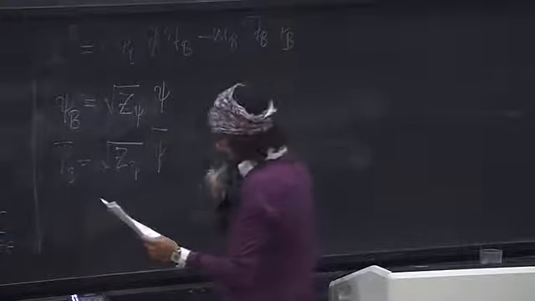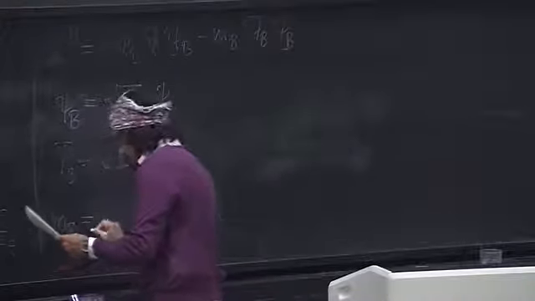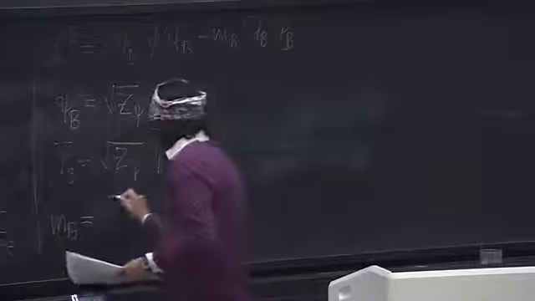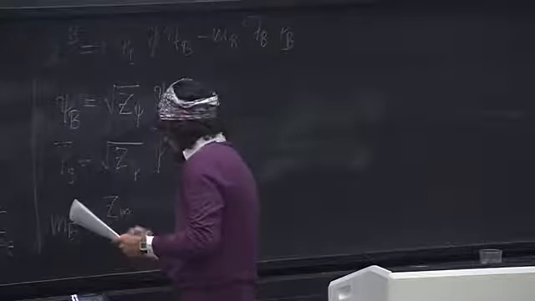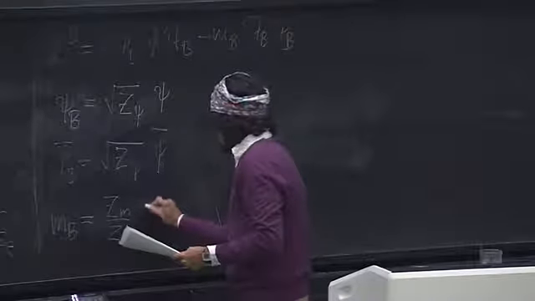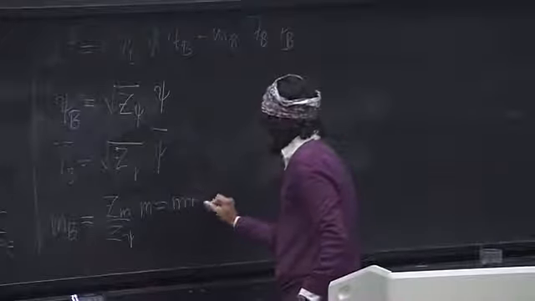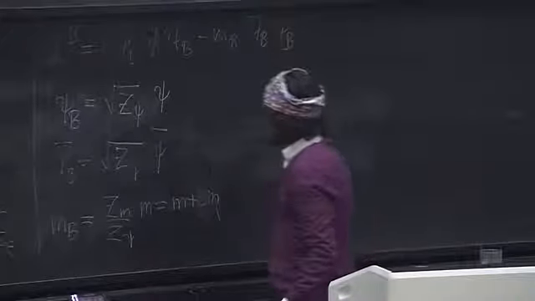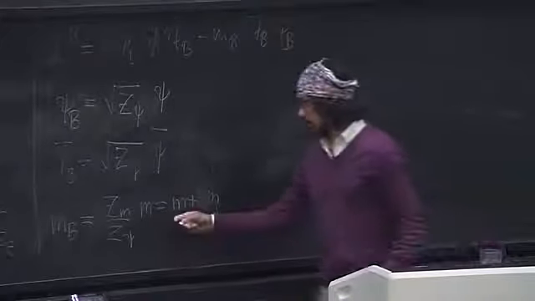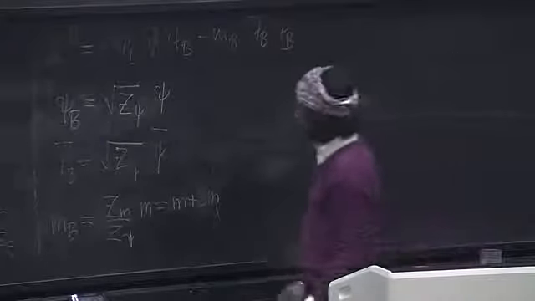And the bare mass is now given by Z_m over Z_ψ times m. This is sometimes written as m plus δm, where m is the original finite mass, and δm is the infinite, divergent correction.